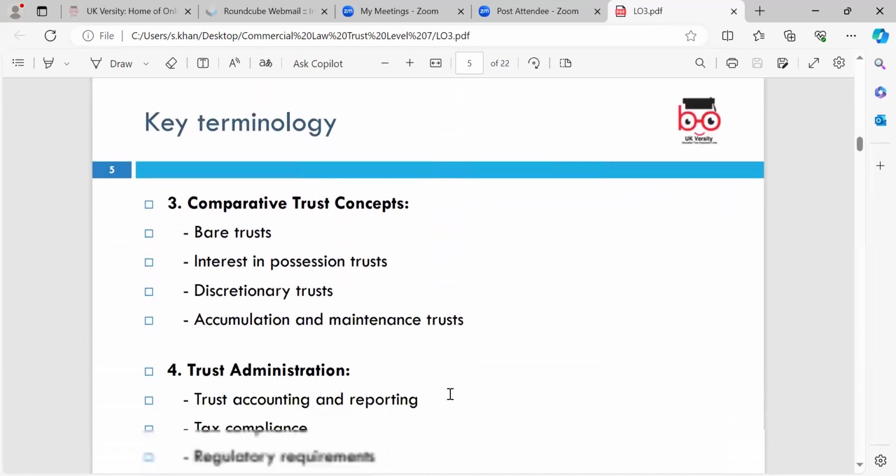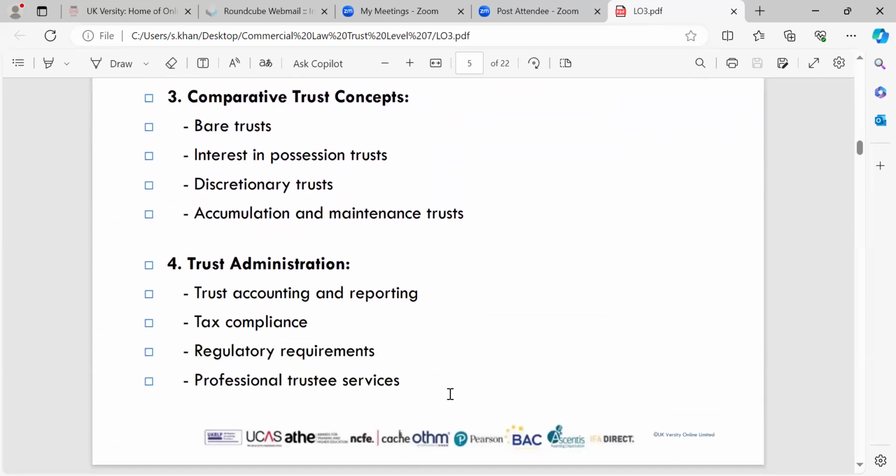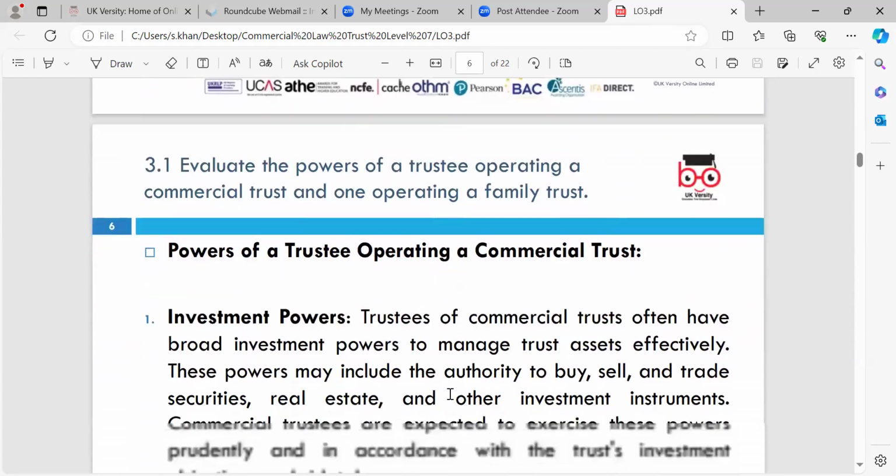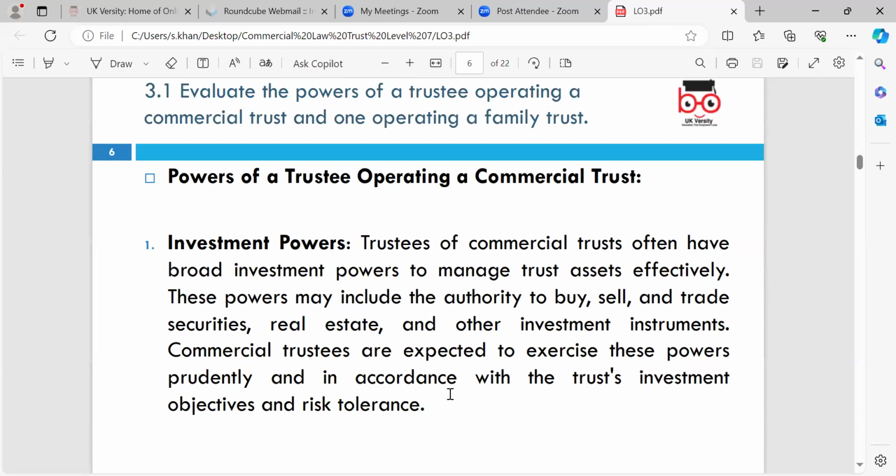Key terminology, so the comparative trust concept, so bare trusts, interest in possession trust, discretionary trust, accumulation and maintenance trusts, and then trust administration, so the trust accounting and reporting, tax compliance, regulatory requirements, professional trustee services. 3.1, evaluate the powers of a trustee operating a commercial trust and one operating a family trust.